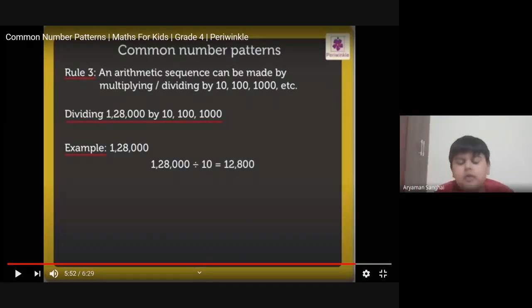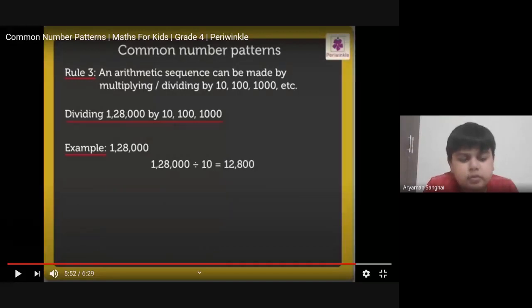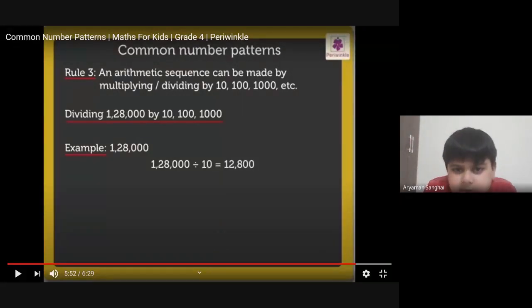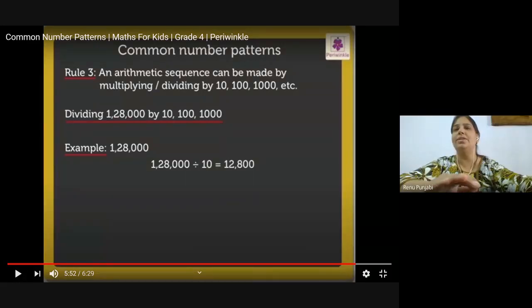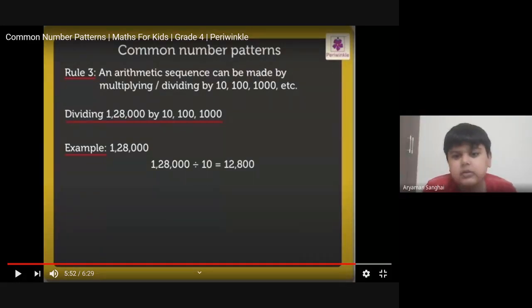Ma'am, in the rule it was given divided by. Who is speaking, Aryaman or Prisha? Yes, Aryaman. Ma'am, it was showing divided by 2, so we divide any number by 2 and the answer will come.